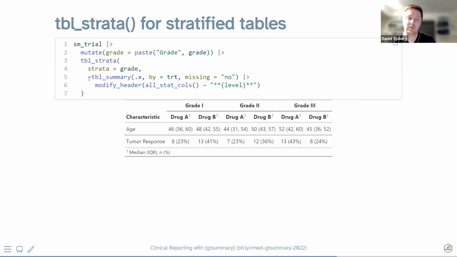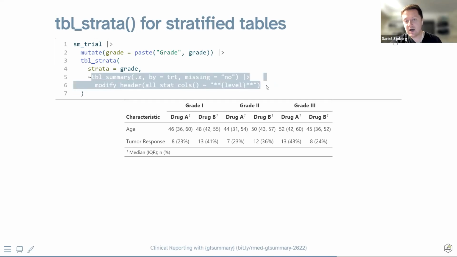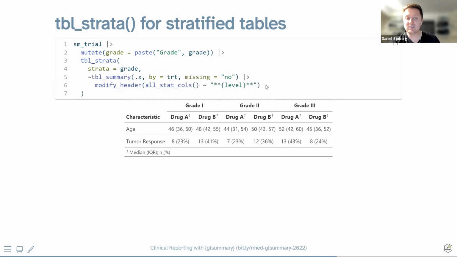And you can see here that using the tilde initializes an anonymous function. And .x here represents the stratified table. So what's actually going to happen is that tbl_strata is going to create 3 different data frames. The first data frame is going to be all the grade 1 patients. The second one's going to be all the grade 2 patients. And the third one's going to be all the grade 3 patients. And then it's going to execute this code inside for each of those 3 data sets. And then at the end, it merges them all together. You can also stack them if you prefer at the end too.